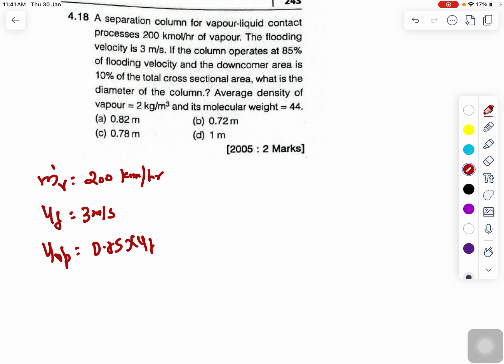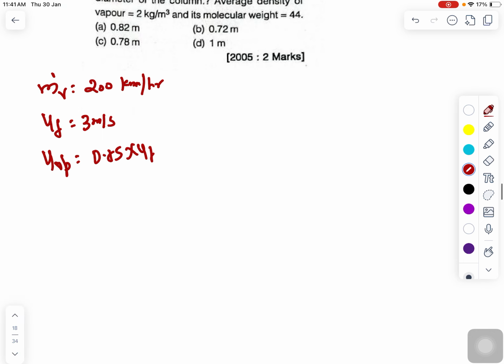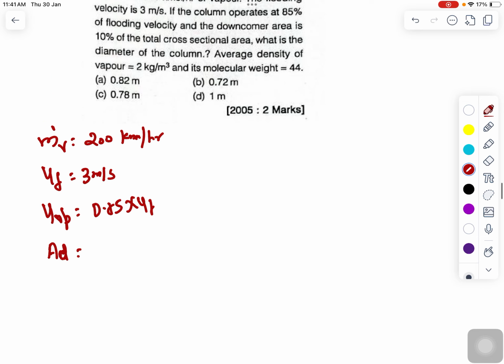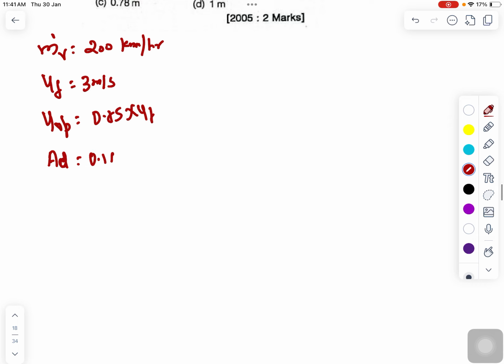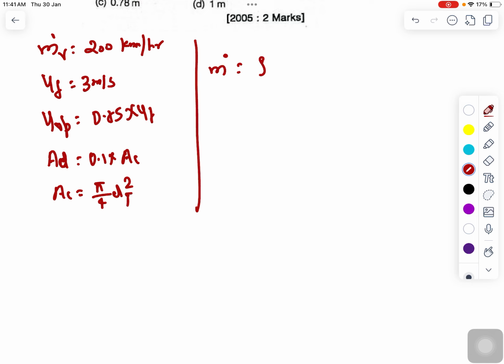Next is the downcomer area is 10% of the total cross sectional area. So if I am assuming a downcomer, that is equal to 0.1 multiplied with a cross section. And what is a cross section? That is equal to pi by 4 diameter of tower whole square. So if I want to write mass flow rate, I can write density multiplied with area of cross section into velocity, U operating velocity, right?